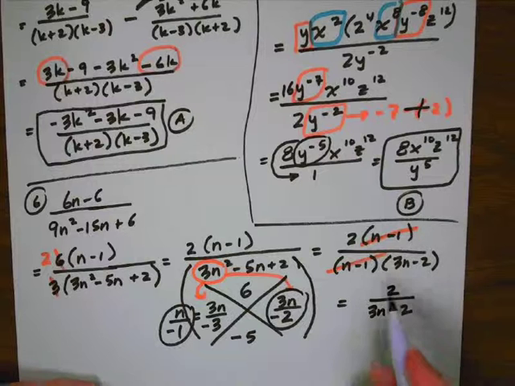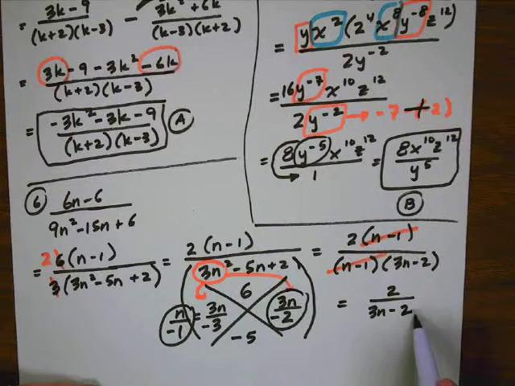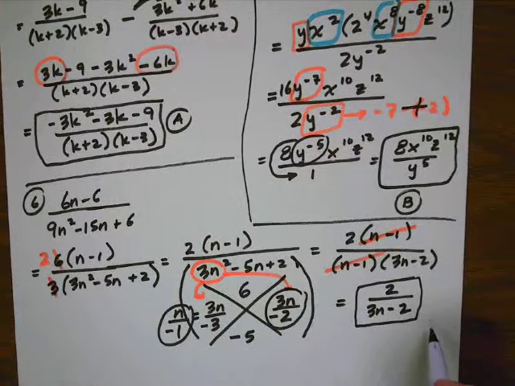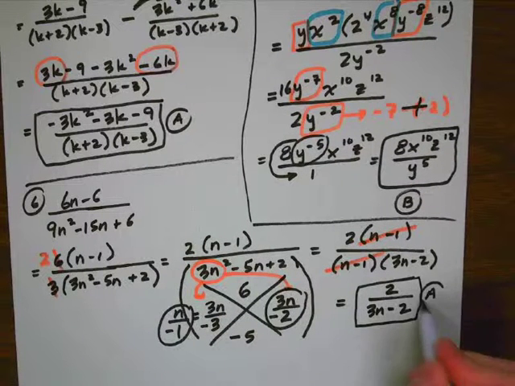Okay, and always remember, you can't just cross out the 2 and the minus 2 because in the denominator, 3n minus 2 is a unit. Do not go crossing those two out.